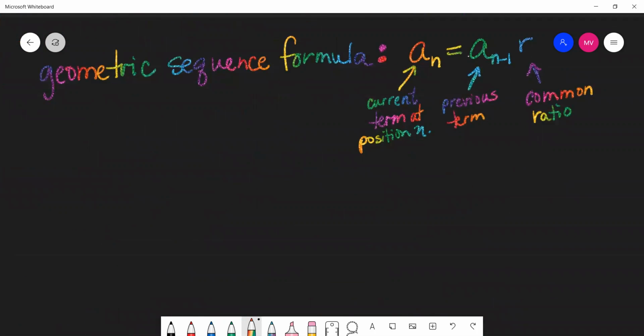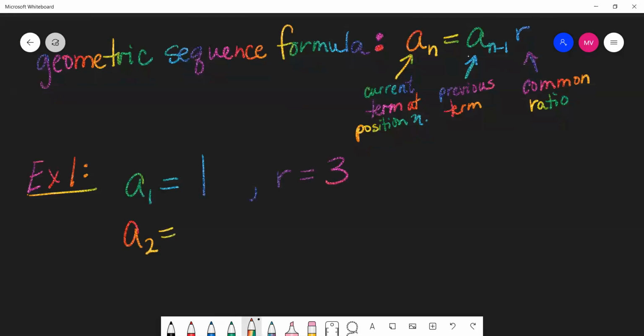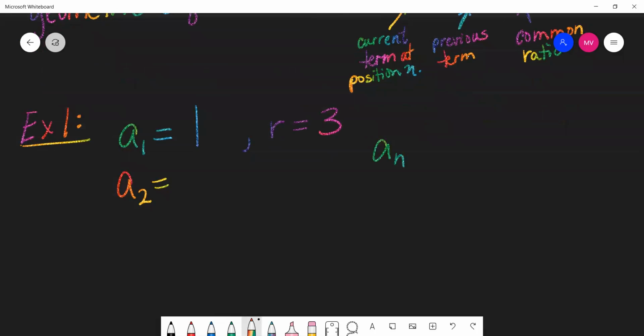Okay, so example 1, they want us to write the first 6 terms of the geometric sequence. Easy peasy. They've already given us A1, which is what? 1. And they've told us that our common ratio is a +3. So A2, using our equation, a sub n equals a sub n minus 1 times r. So if we're calculating A2, what's our preceding term?